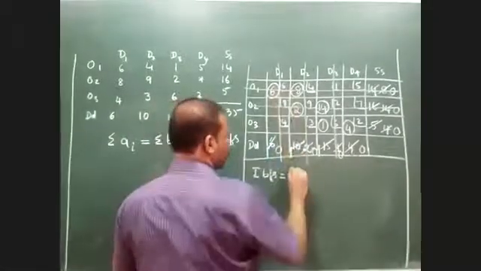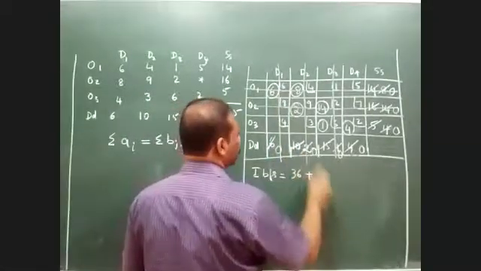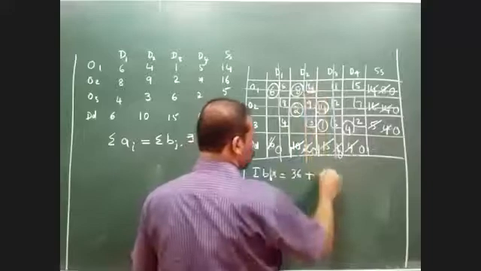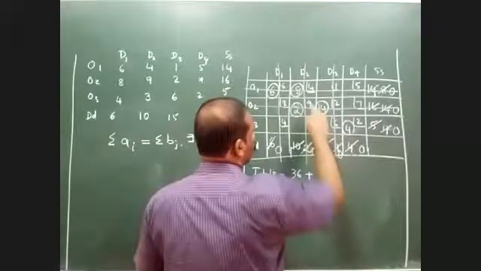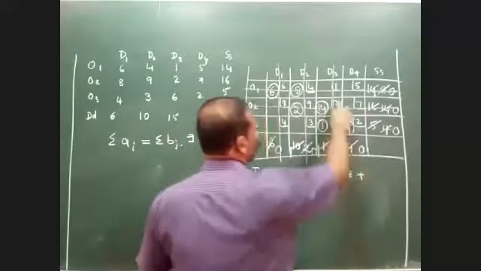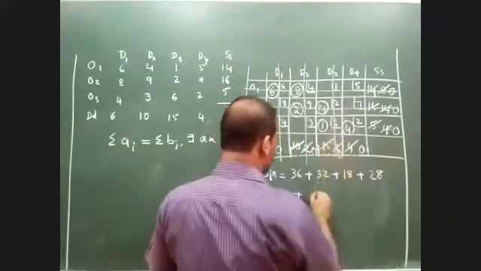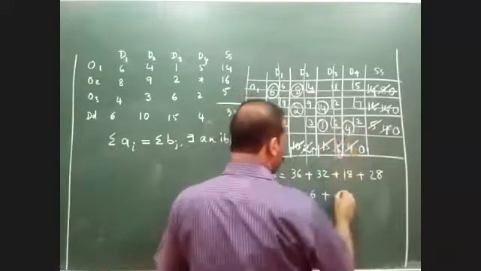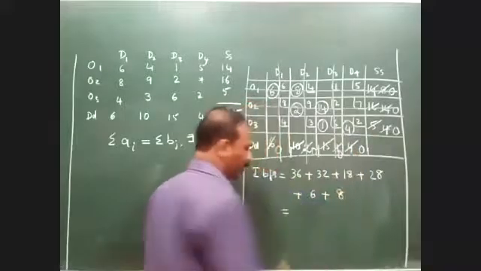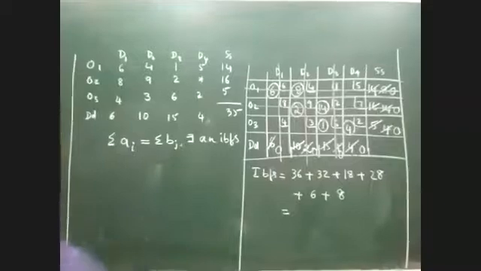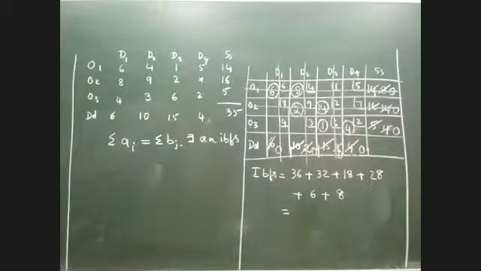So 6 into 6 becomes 36, plus 8 into 4 is 32, plus 2 into 9 is 18, plus 14 into 2 is 28, plus 1 into 6 is 6, plus 4 into 2 is 8. Can you please add all the values and tell me how much? 128. Very good.